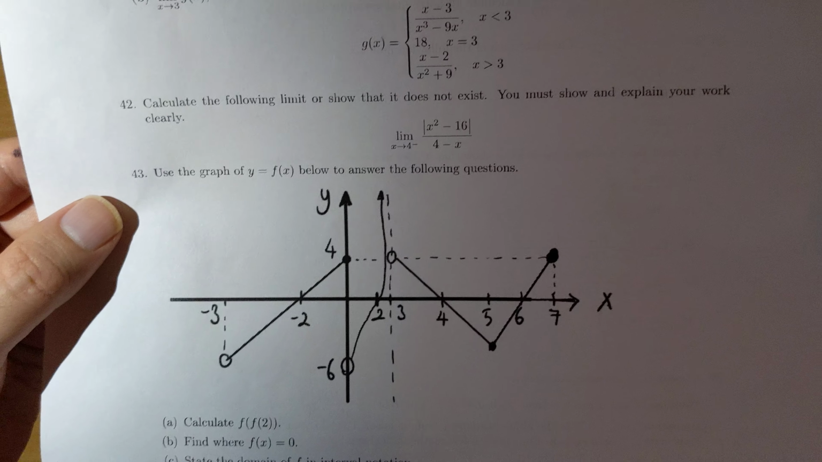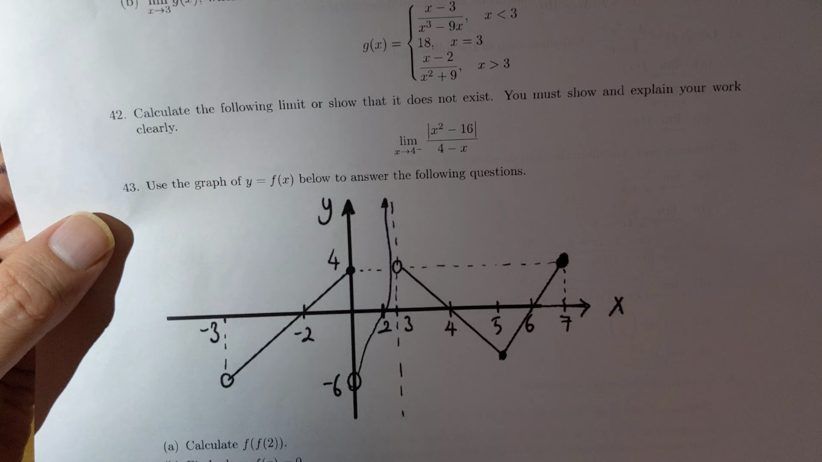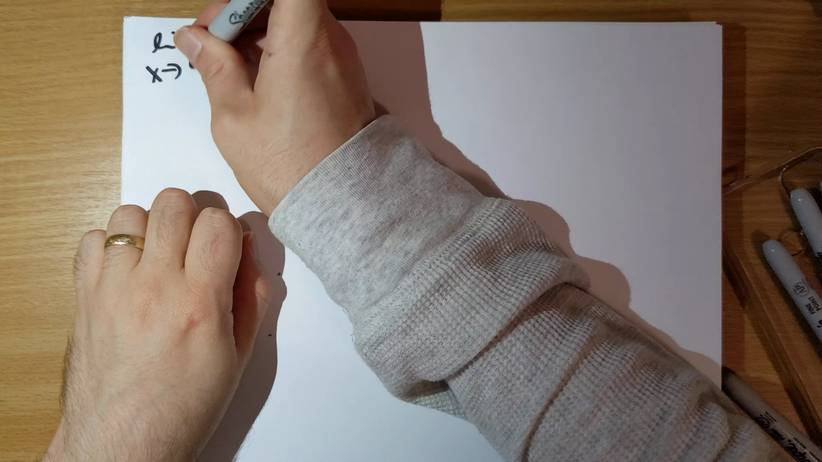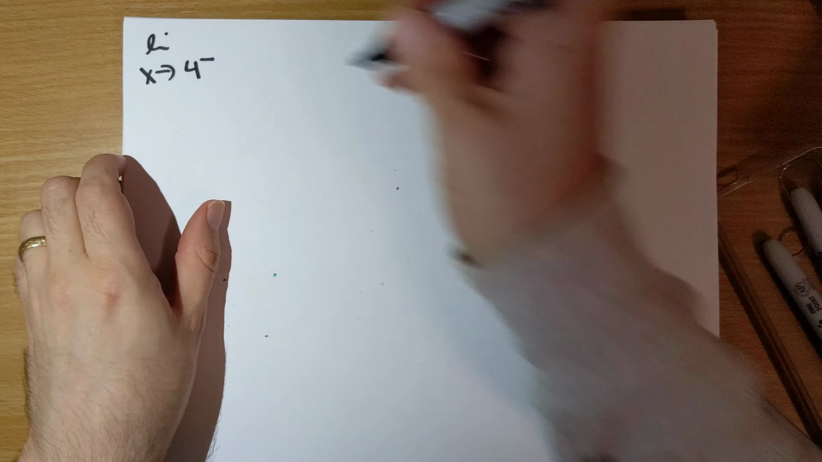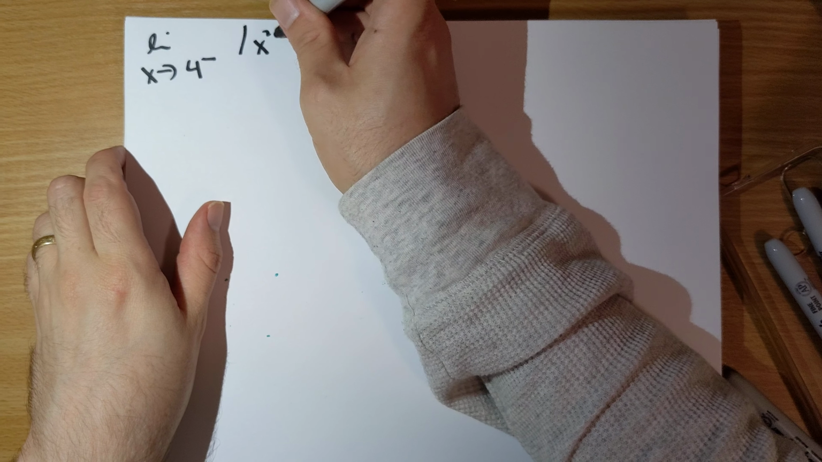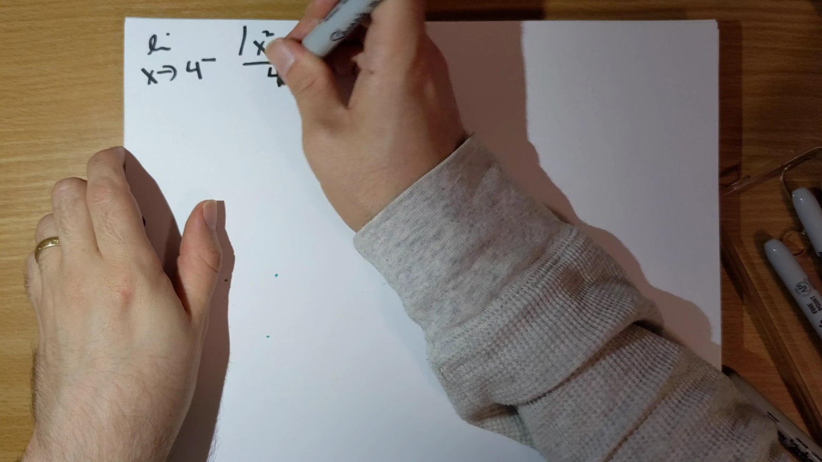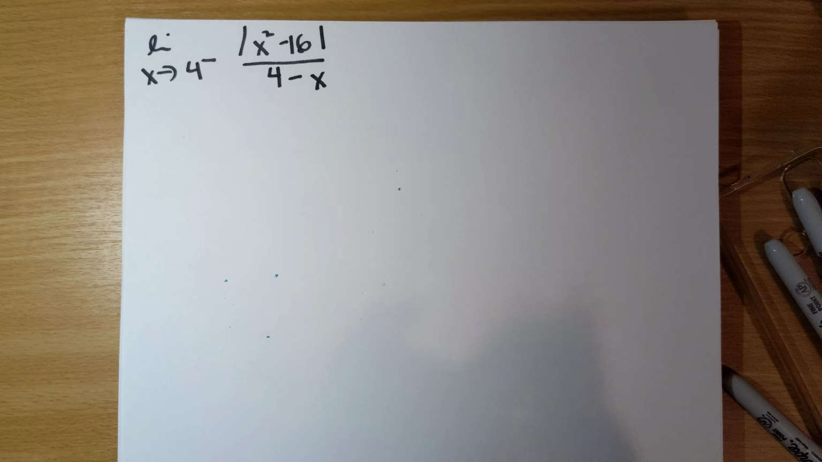Problem 42. Calculate the following limit or show that it does not exist. Let's take a look. It's the limit as x goes to 4 from the left of the absolute value of x squared minus 16 over 4 minus x.